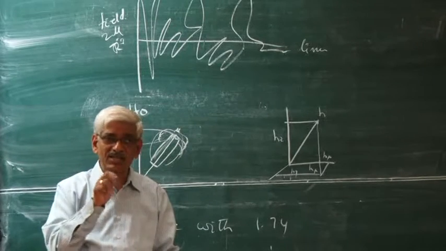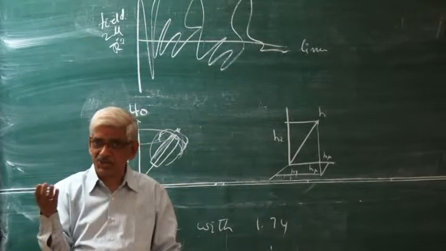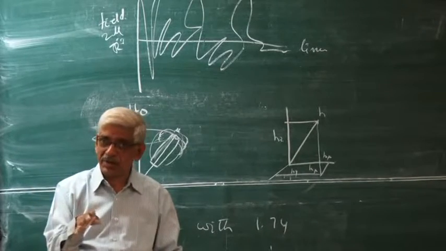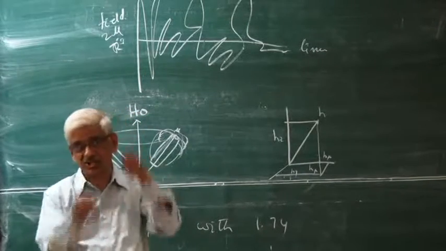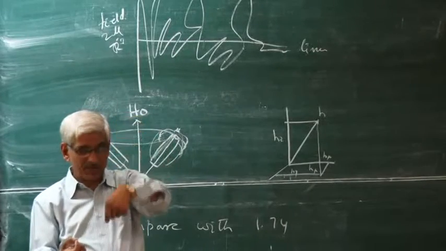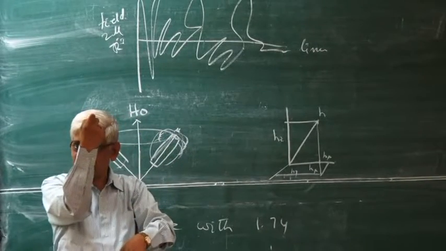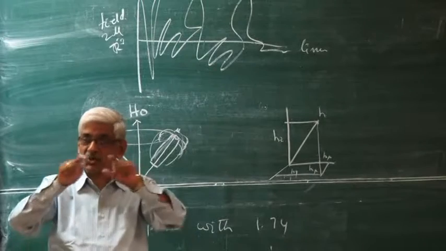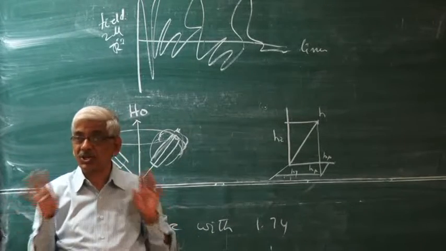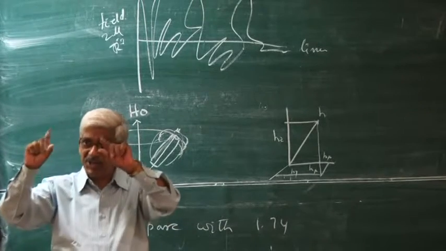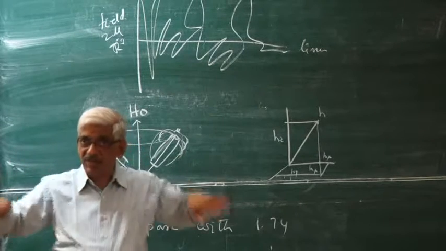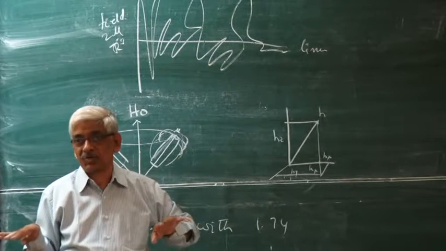But then you may ask, is it that there is no transition happening in T2? No, transitions do happen, but there is a compensating reverse transition. If one transition happens here, the other transition happens simultaneously. Therefore, in the net, there is no transition required for T2 relaxation. We need a fluctuation in the energy level for it to cause a dephasing of the magnetization.